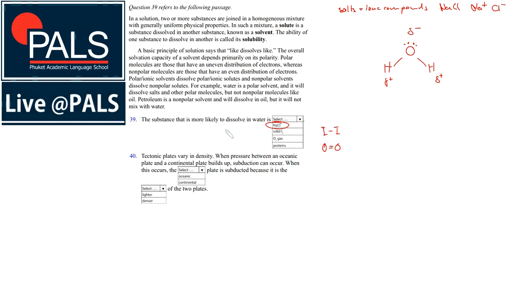Tectonic plates vary in density. When pressure between an oceanic plate and continental plate builds up, subduction can occur. When this occurs, the something plate is subducted because it is the lighter or denser of the two plates. So tectonic plates vary in density. The pressure between an oceanic plate and a continental plate builds up. When pressure builds up, subduction occurs. Subduction means moving below.